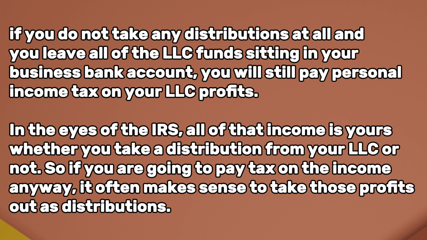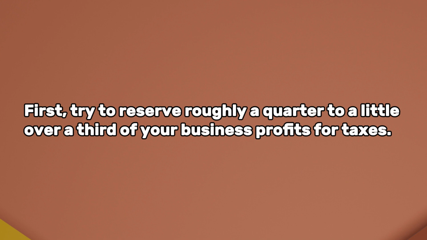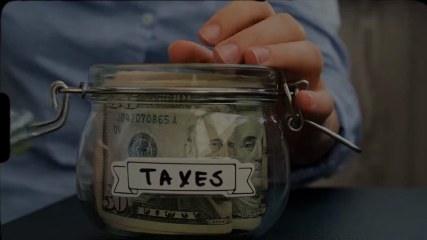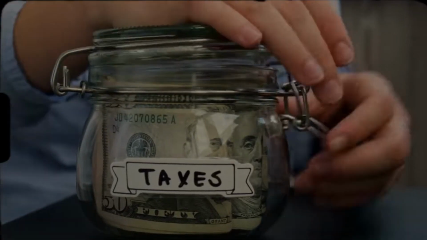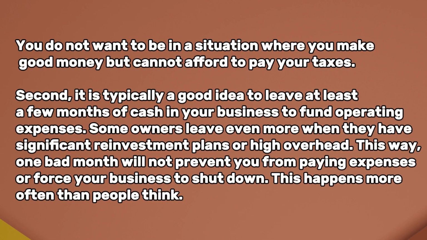However, there is also the problem of taking too much out of your business. Here are two general best practices. First, try to reserve roughly a quarter to a little over a third of your business profits for taxes. Some business owners even set up separate savings accounts specifically for taxes to make sure enough money is set aside.